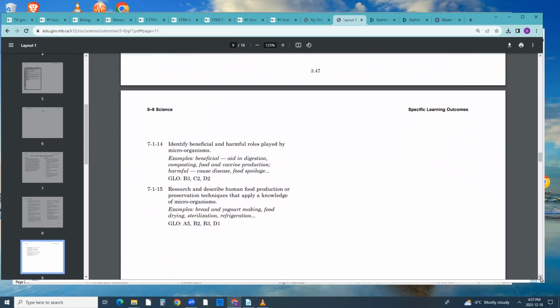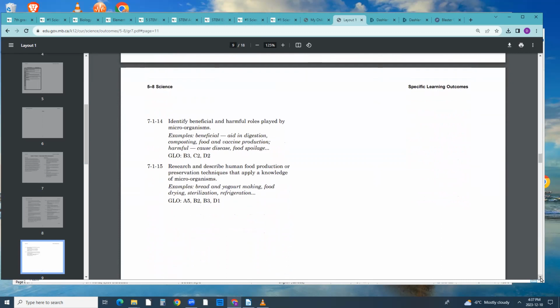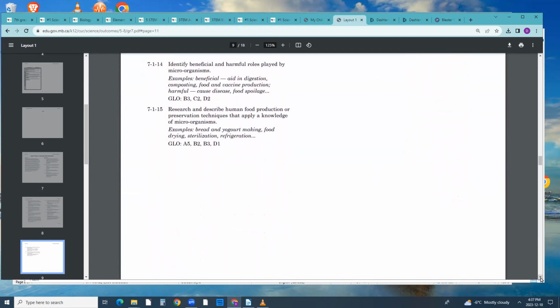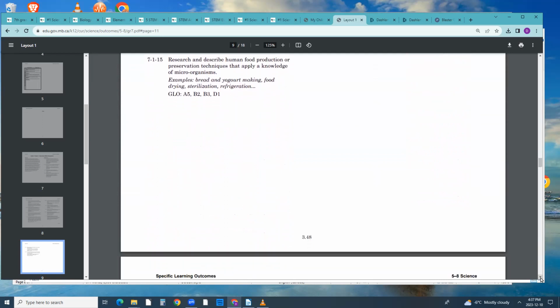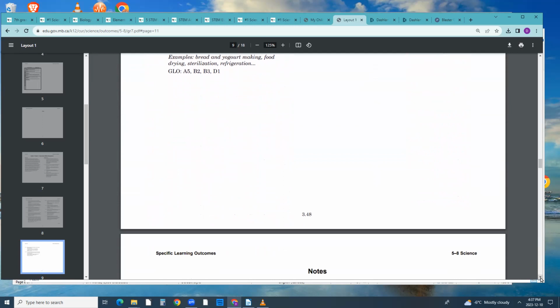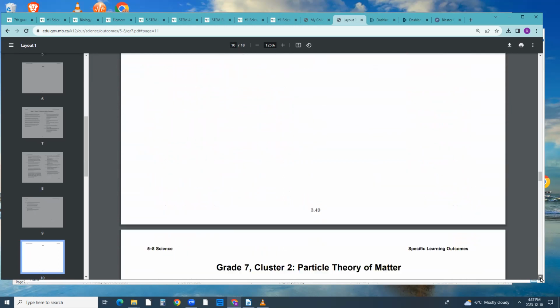Science-specific learning outcomes. Identify beneficial and harmful roles played by microorganisms. Examples: beneficial, aid in digestion, composting, food and vaccine production; harmful, cause disease, food spoilage. Research and describe human food production or preservation techniques that apply a knowledge of microorganisms. Examples: bread and yogurt making, food drying, sterilization, refrigeration.